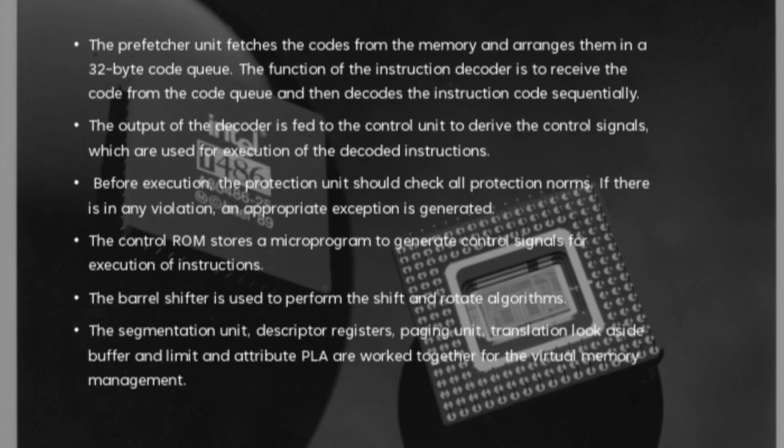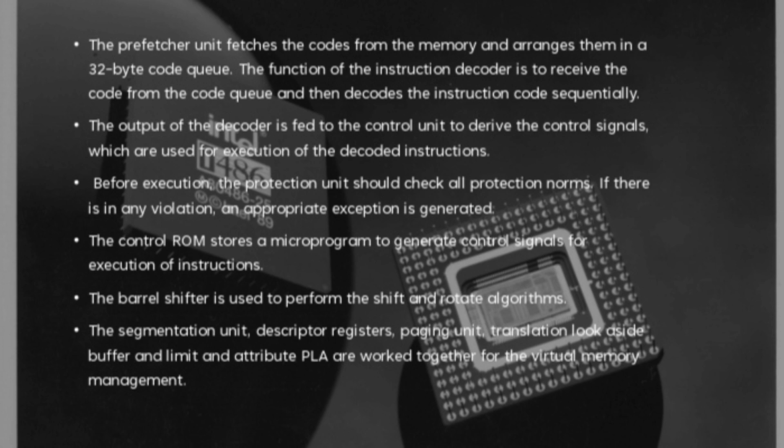The prefetcher unit fetches the codes from the memory and arranges them in a 32-byte code queue. The function of the instruction decoder is to receive the code from the code queue and then decode the instruction code sequence. The output of the decoder is fed to the control unit to derive the control signals which are used for execution of the decoded instructions. Before execution, the protection unit should check all protection norms. If there is any violation, an appropriate exception is generated.